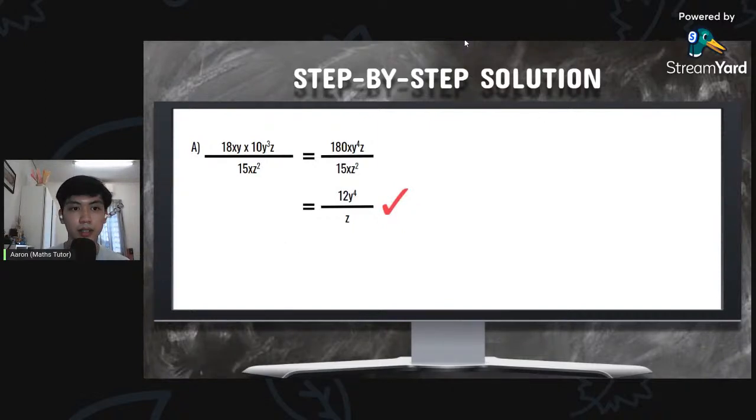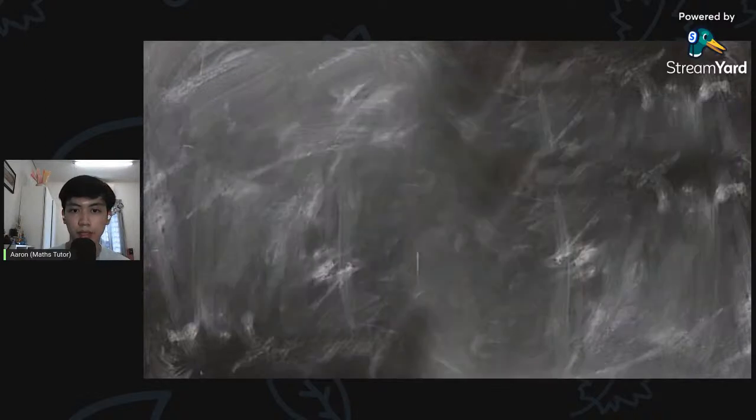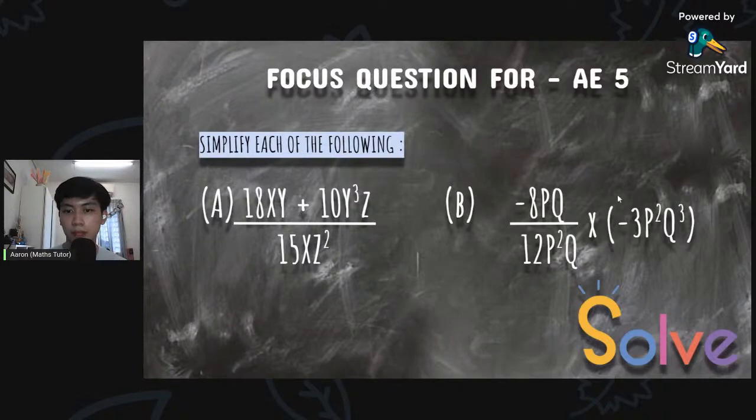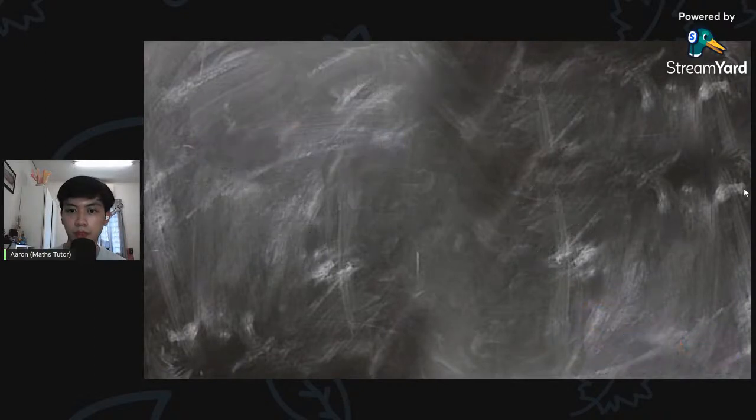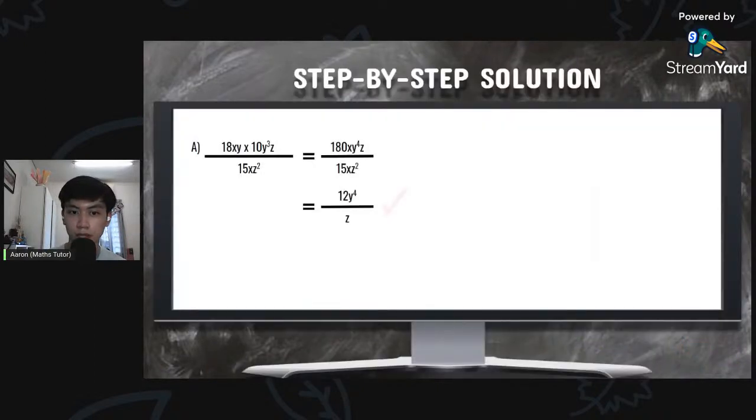All right, and then for b, kita belum lihat b lagi. So for b here we also have a multiply: -8pq over 12p square q multiplied by -3p square q cube. There's a 3 here. So how do we solve it? It's the same thing, the same concept.